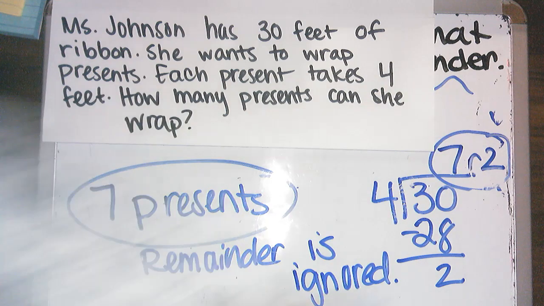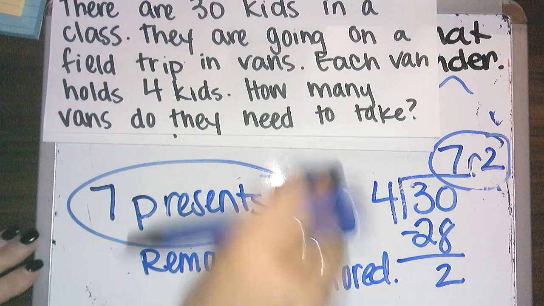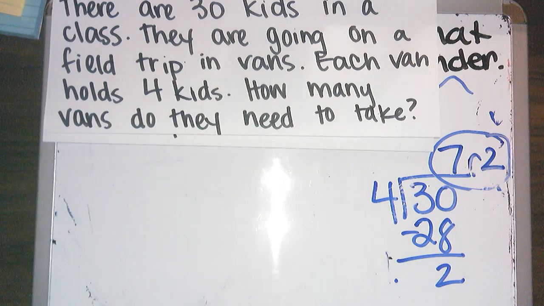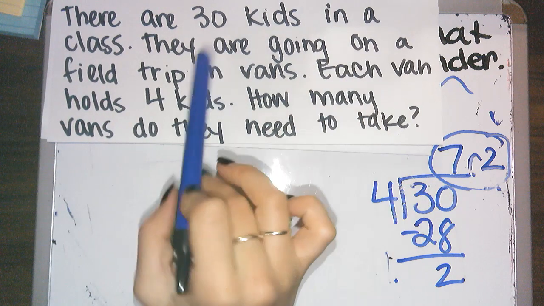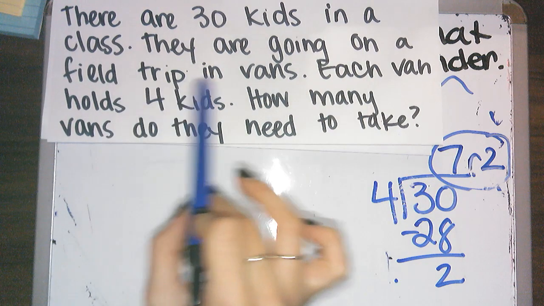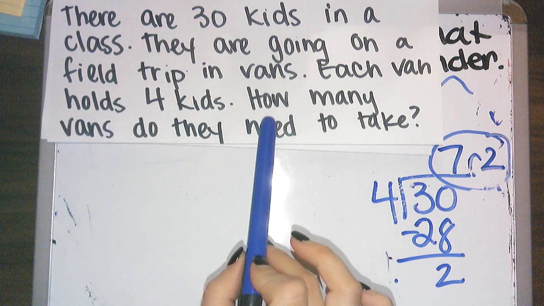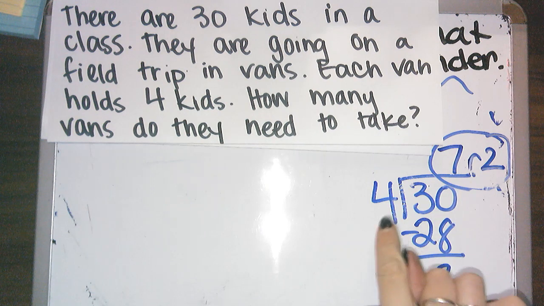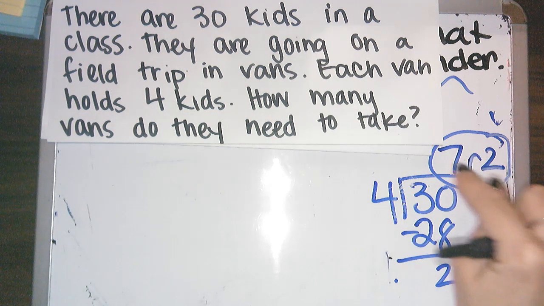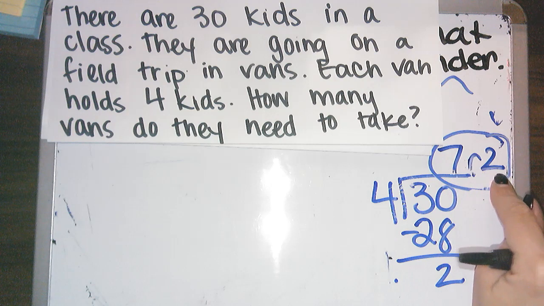Now our next problem is different. I need to erase my presents answer because that's not right. This one says, there are 30 kids in a class. They are going on a field trip in vans. Each van holds 4 kids. How many vans do they need to take? Again, my division problem is 30 divided by 4 because I'm taking 30 kids and putting them into vans of 4. Now I get 7 remainder 2, which means 2 kids do not fit into the van.